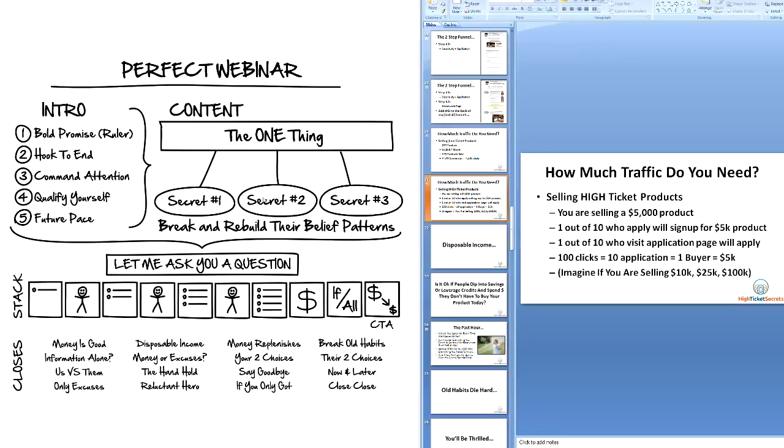Okay. All right. Now from here, this is where we transition to the sale. And this is where most people start getting really, really nervous.